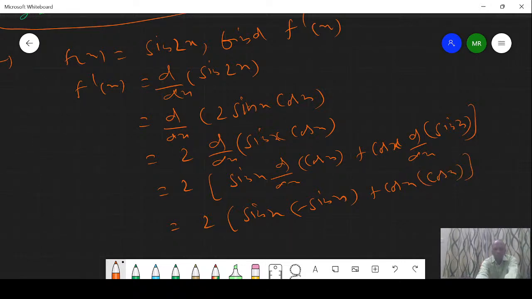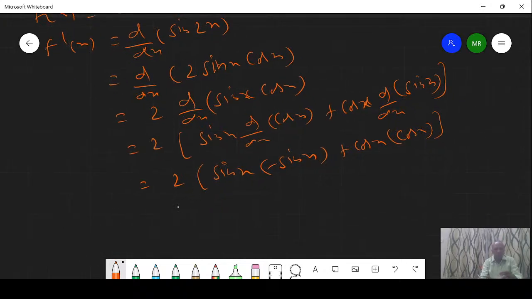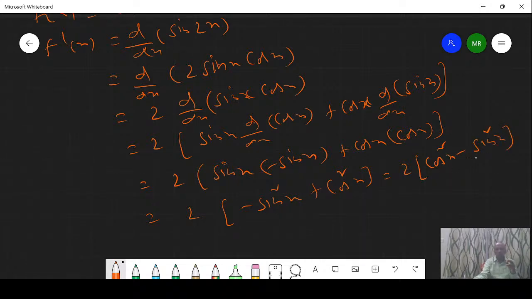Correct. Just remember the formula. From the list of formulas you should write this. This will come 2 into minus sin square x plus cos square x. So I can write 2 into cos square x minus sin square x. But we know cos square x minus sin square x is cos 2x. It will be 2 cos 2x. So this will be our answer. Derivative of sin 2x will be 2 cos 2x.